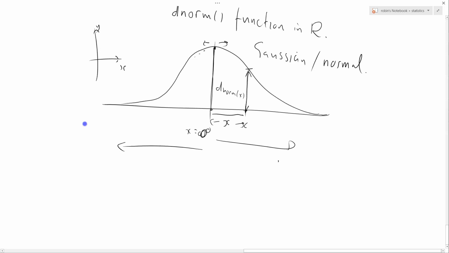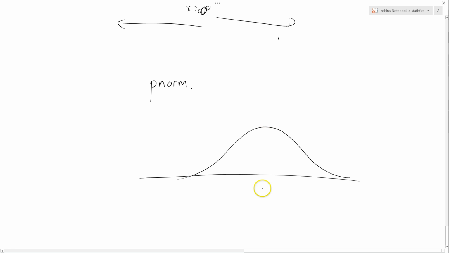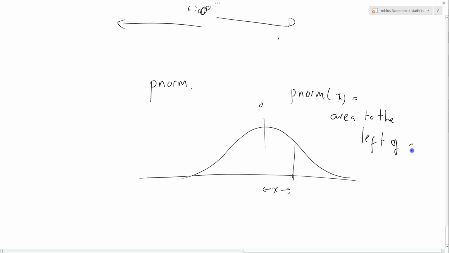Okay, we've talked about rnorm and dnorm. Now I'm going to talk about pnorm. What pnorm does is this. Given a value x, which is that distance there from 0, which is the mean, pnorm of x equals the area to the left of x. So it's this shaded area here.